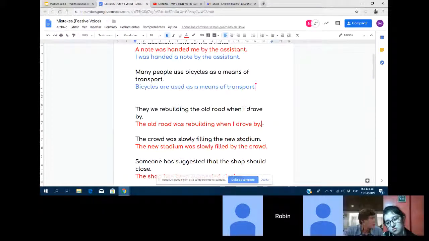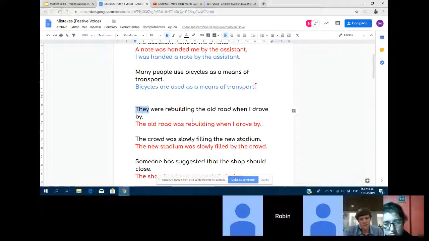I don't know why. Okay, so then we have: they were rebuilding the old road when I drove by. It was too difficult because I didn't recognize the subject and the object. So first we have that, yes, sorry: they were rebuilding the old road when I drove by. So what do you think, Yvonne? Let's do it. Recognize first the subject, that is they, right? You're right.